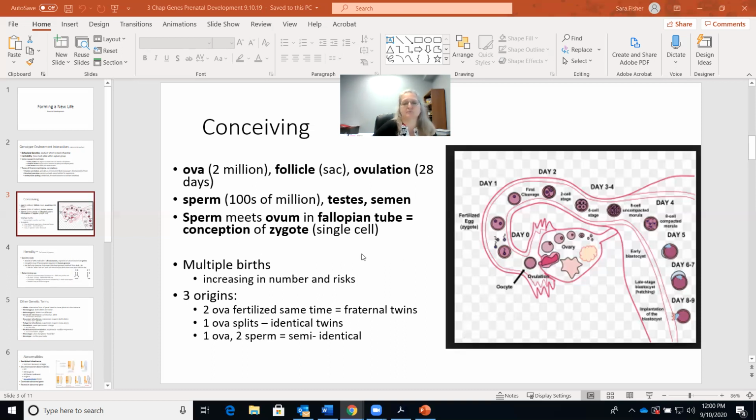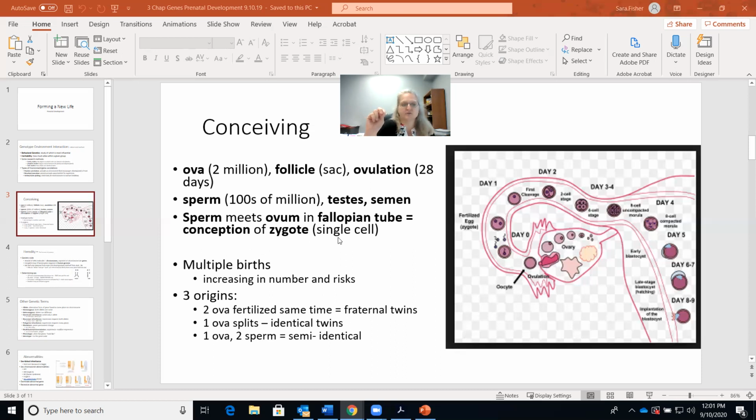Once the egg and the sperm meet, now you have the equivalent of a single cell, because you'll remember that half of the genetic information comes from, hopefully you remember from high school, the sperm, and the other half comes from the egg. So when the two meet, you now have a full cell.